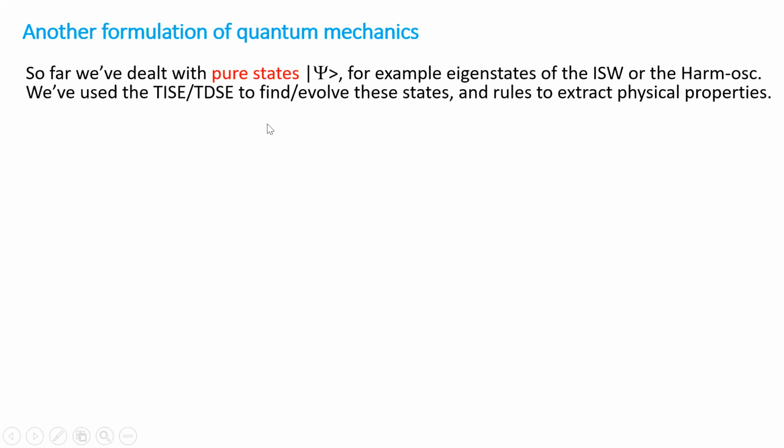Let's dive right in. So, another formulation of quantum mechanics. So far, we've dealt with pure states, psi, for example eigenstates of the infinite square well or the harmonic oscillator. We've used the time-independent and time-dependent Schrodinger equations to find and evolve, respectively, these states. Then we have rules to extract physical properties from the states we get. For example, psi squared is the probability, or we have expectation values for momentum and position of given states. That's excellent and fine and good. Here we're going to look at another way to formulate quantum mechanics, which has certain other advantages in some situations.